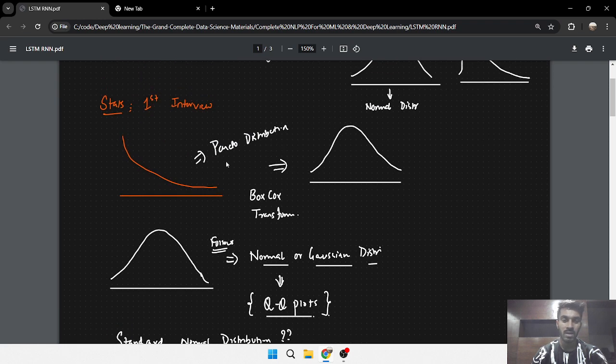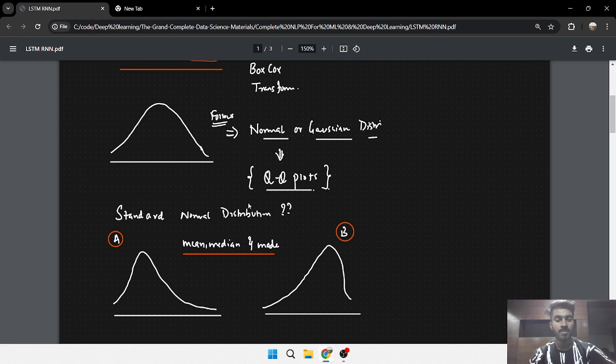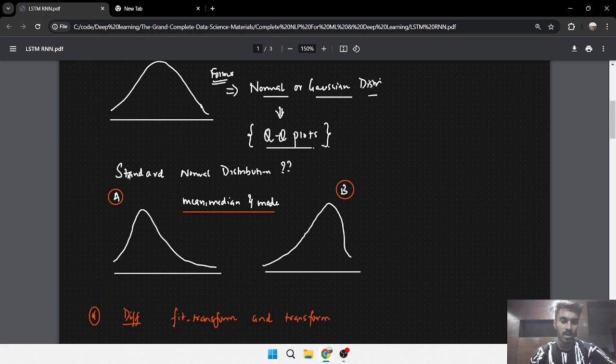If your data set has a pseudo distribution that looks like this one, then to convert it into a normal distribution, we apply a Box-Cox transformation. And there is also the standard normal distribution.